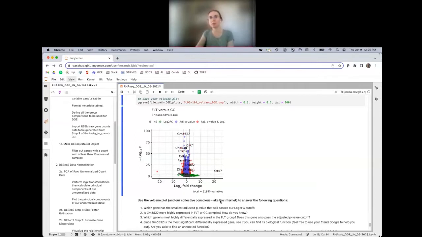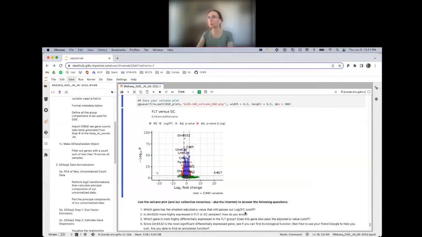So, speaking of which, if we were analyzing this data set, trying to come up with results and maybe a hypothesis to test in a lab, the next thing to do would be to look at these genes that have a high expression in one group or the other. Since GM5532 has the most significant adjusted p-value of any of these genes, let's see if we can find its biological function. I usually start by Googling this. So go ahead and see if you can find an annotated function for GM5532 and let me know in the Mentimeter.